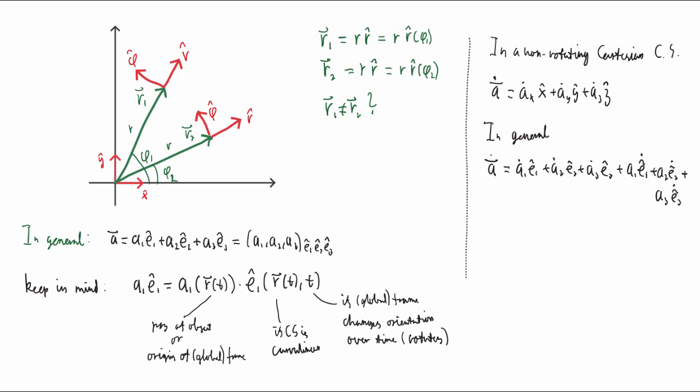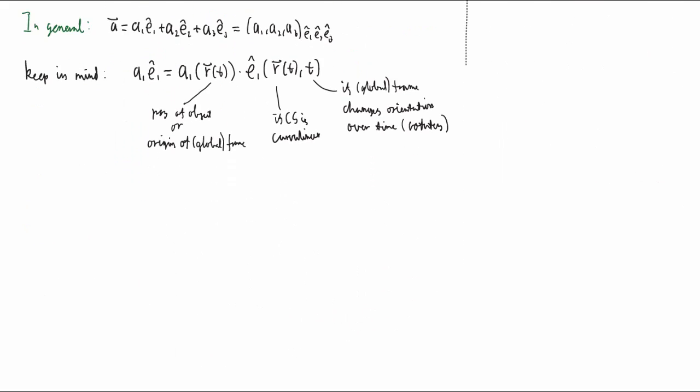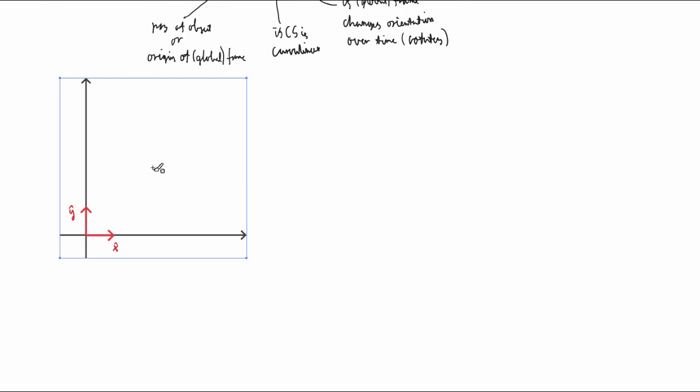So let's see what that actually looks like in the case of polar coordinates. We have in polar coordinates, our coordinates are r and phi, and the unit vectors are r hat and phi hat. So we'll bring in this.